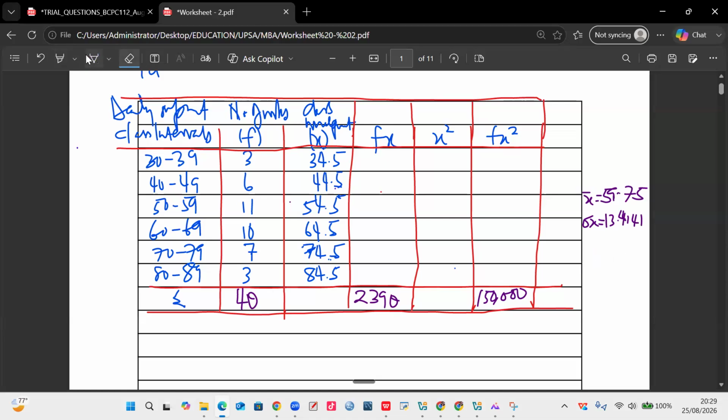And we know that the n was, what was the value for the n? 40, right? Okay. So that's it. Now pay attention.